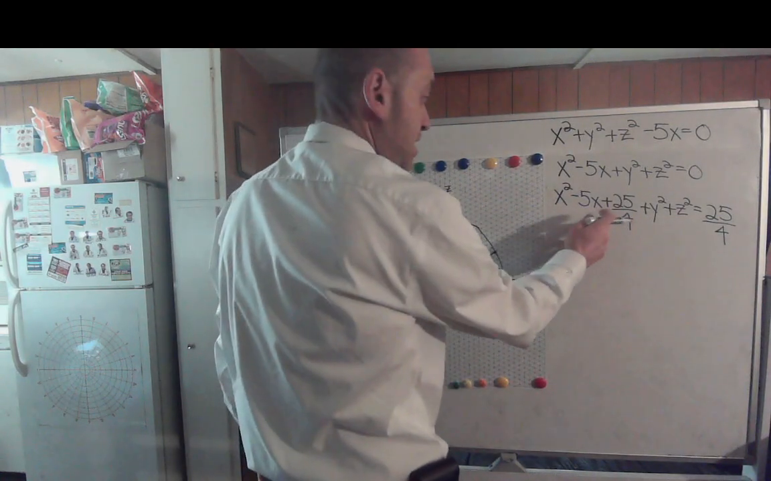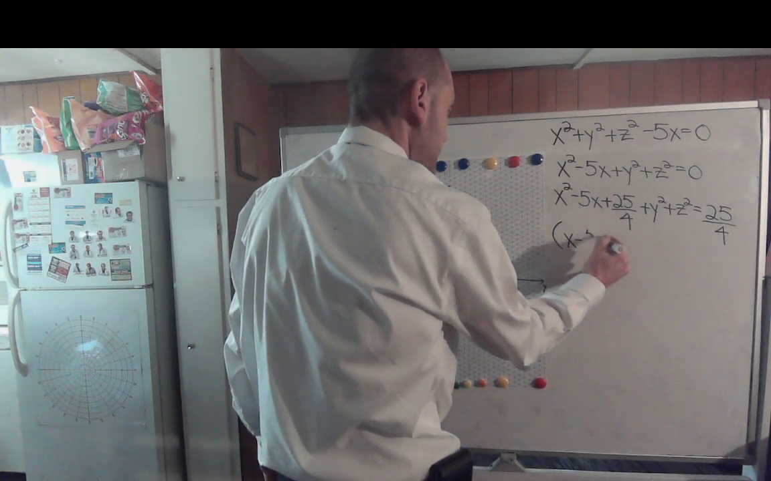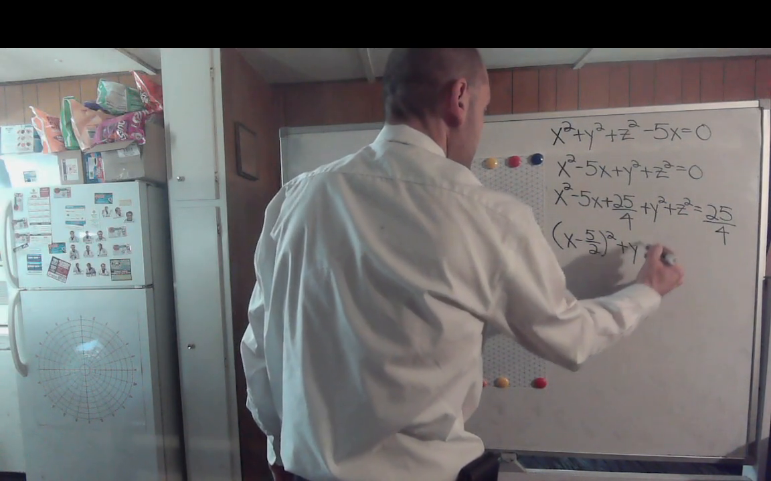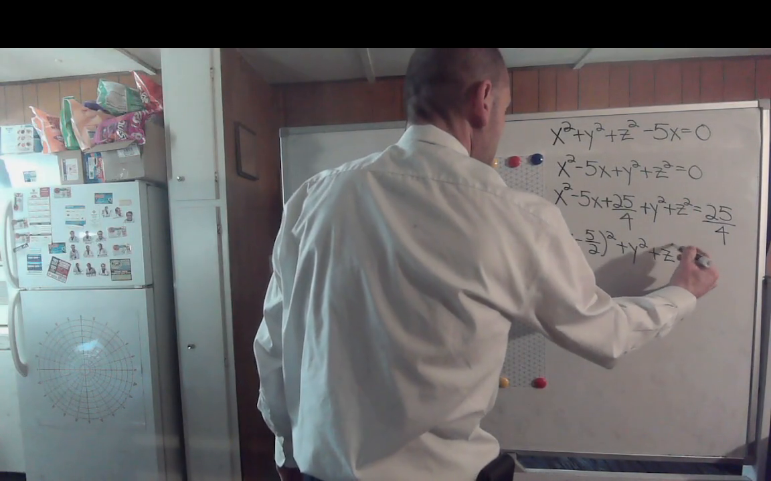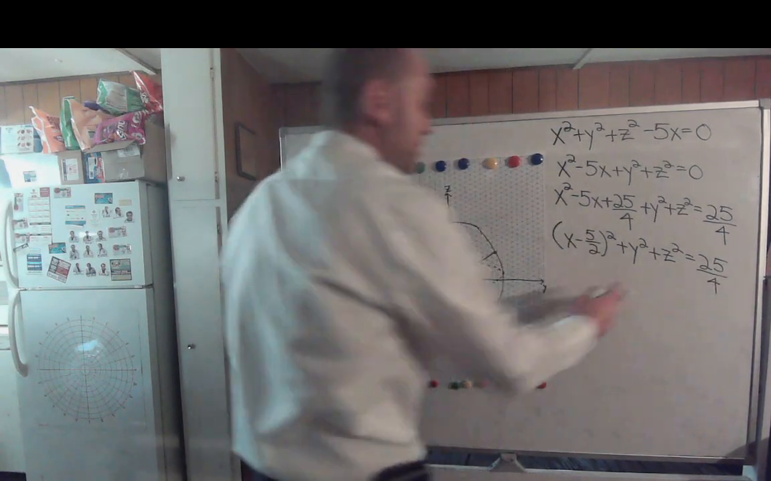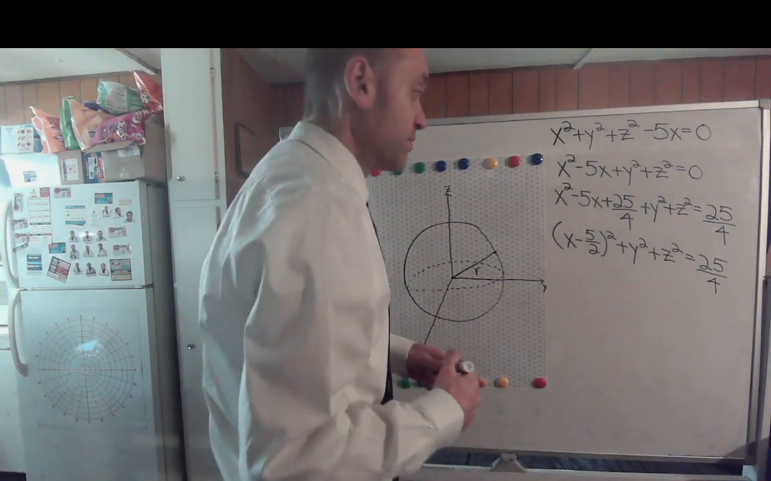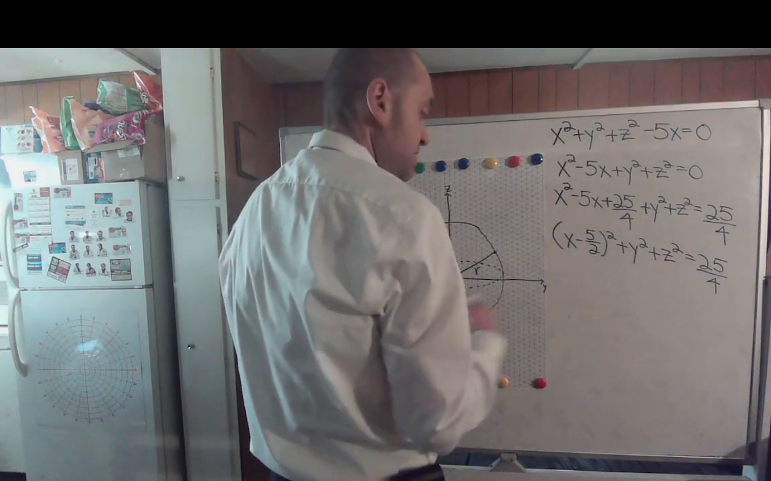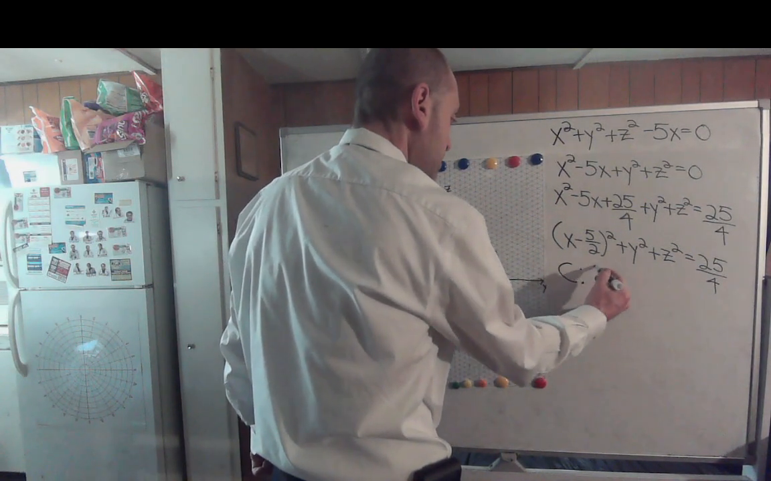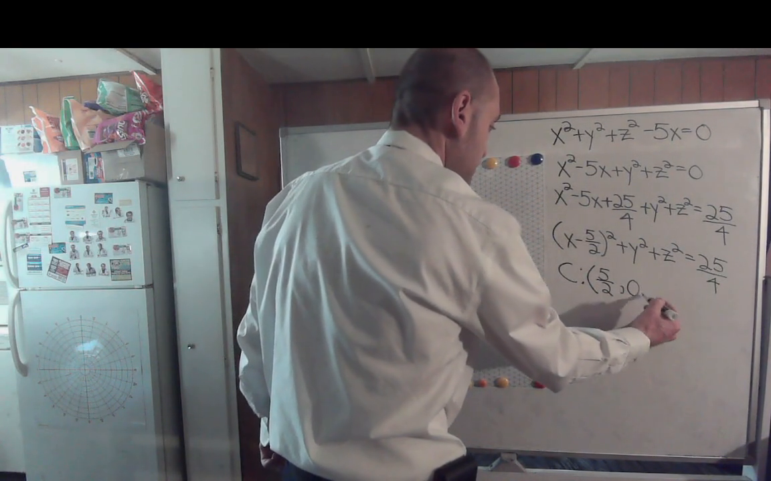So let's just now simplify this quantity for x. You end up getting x minus 5 halves quantity squared plus y squared plus z squared equals 25/4. Now we have this equation of the sphere in a form that we can work with. We can find the center and the radius. So just set each of these equal to 0. X minus 5 halves equals 0. That'll give you the x coordinate located at 5 halves. You would get y and z are both 0 respectively.